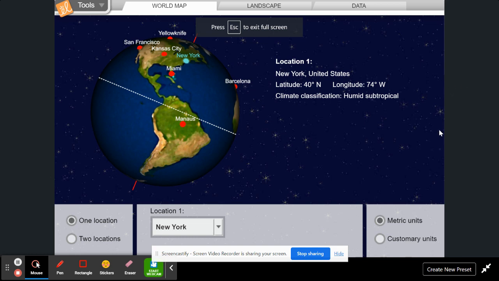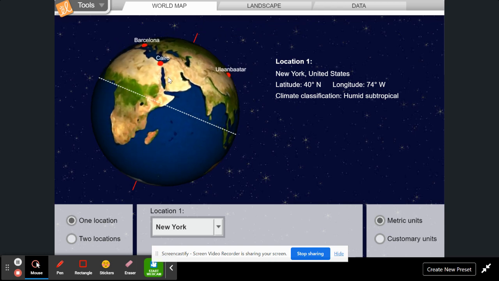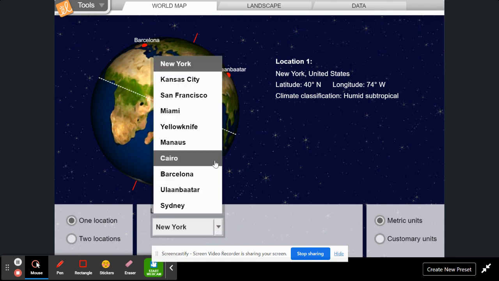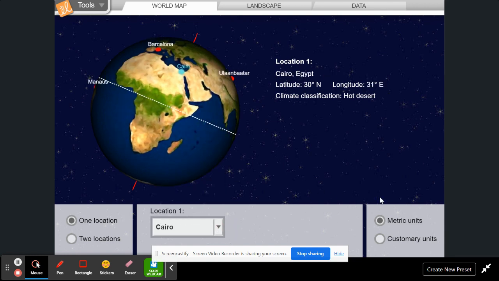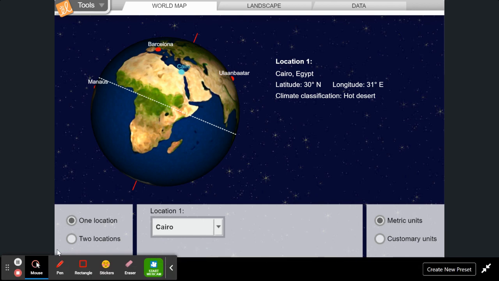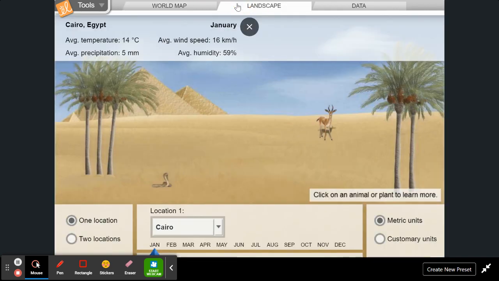Okay, so here we have a cool simulation that allows you to compare climates. So I could go to any city that I choose. This one is set in New York. Say I'm going to go to Cairo, and then I can look at what the longitude and latitude is. And if I switch it to landscape, I can see what Cairo looks like.